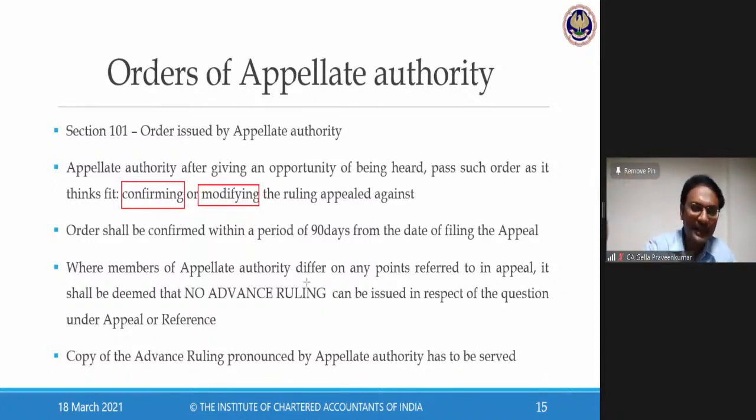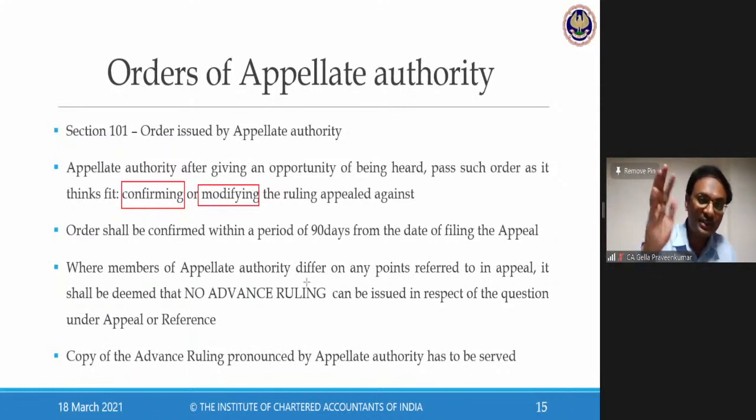One, copy the advance ruling decision as it is and confirm, yes, I have the same understanding, or modify that particular opinion. Modify. When I say modify, my advance ruling authority says ITC is eligible, and out of 5 questions, 3 questions are eligible and 2 questions are ineligible. Modification: all 5 questions ineligible, or all 5 questions eligible.